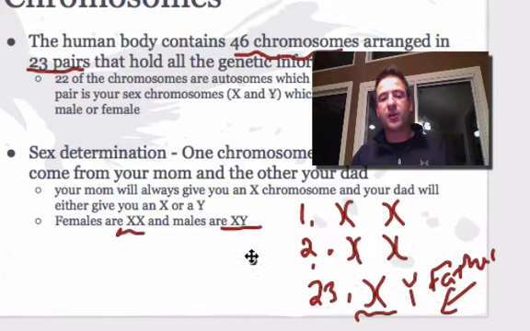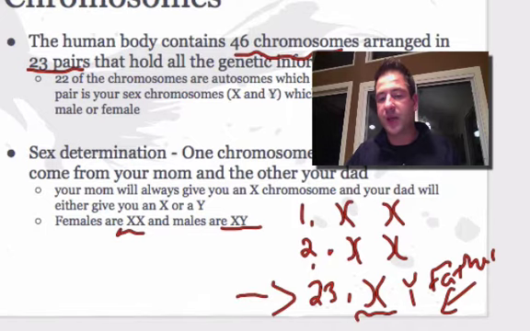So this is going to allow us to determine the sex, and we have a 50-50 chance. We can be a male if we have an XY pairing, or we can be a female if we have an X and an X. And the female will always provide this X on the last chromosomal pairing.